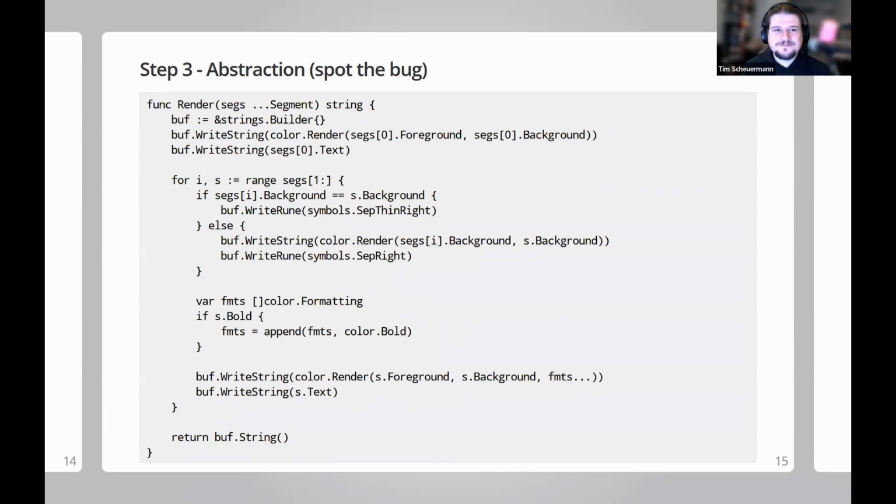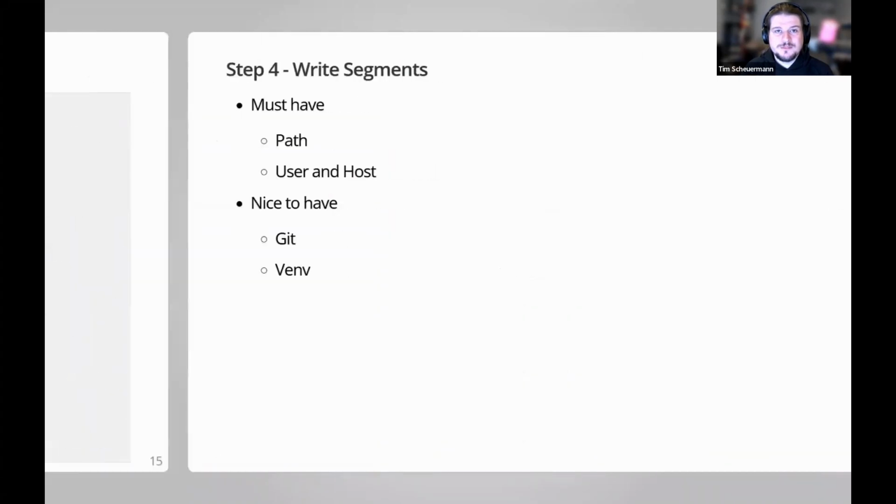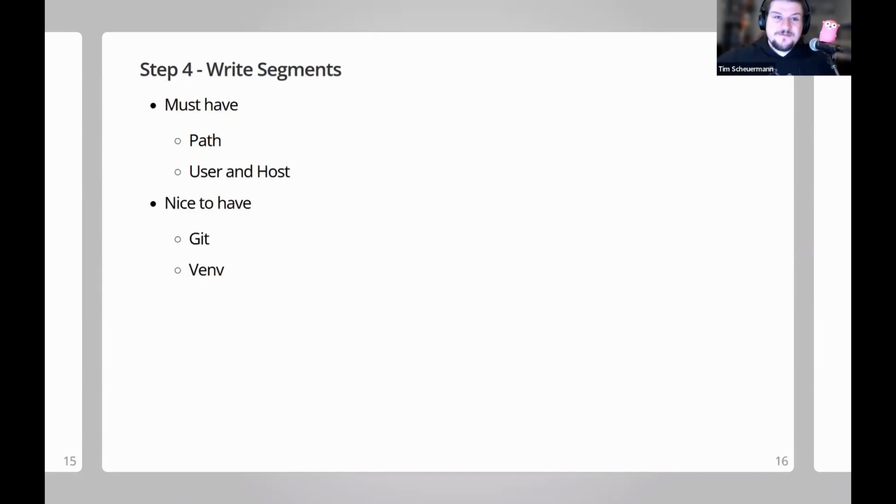Okay. So yeah, we can render a beautiful prompt. Now let's fill it with content. So I thought about which segments I need. So most important, of course, the path. And user and host, that's one of the standards. Like in a normal prompt, you'll have those two.